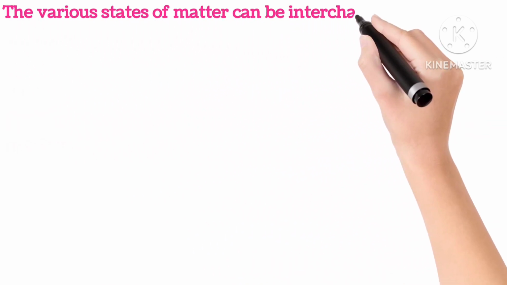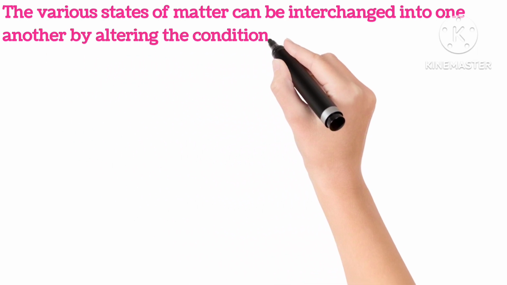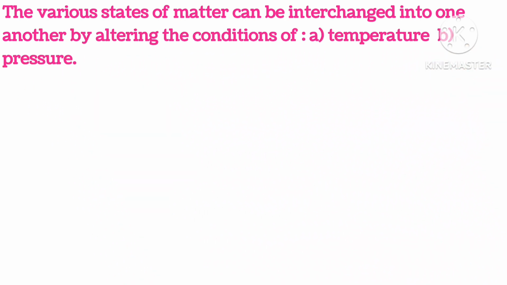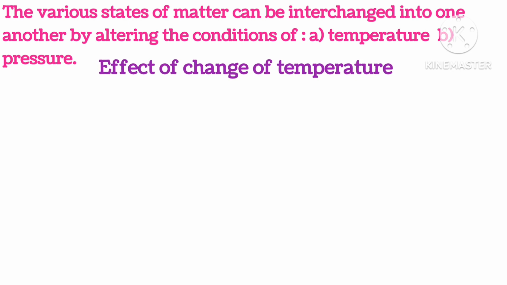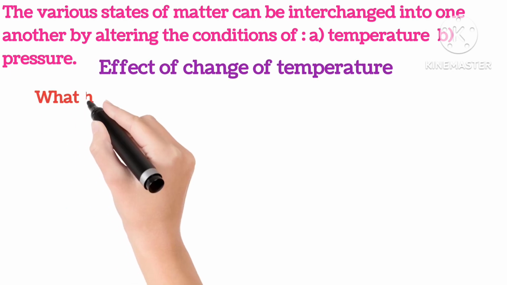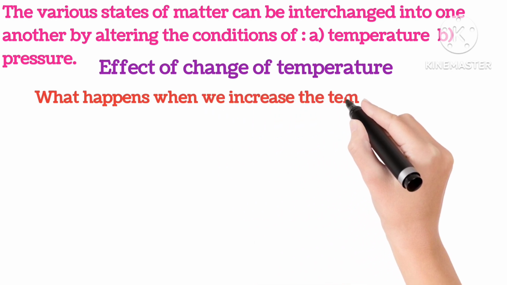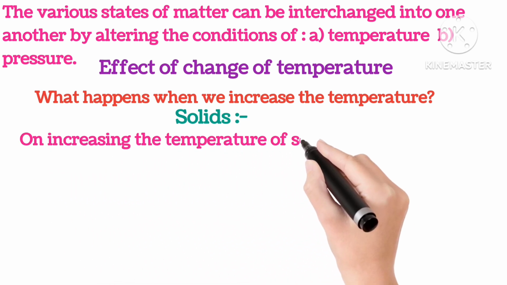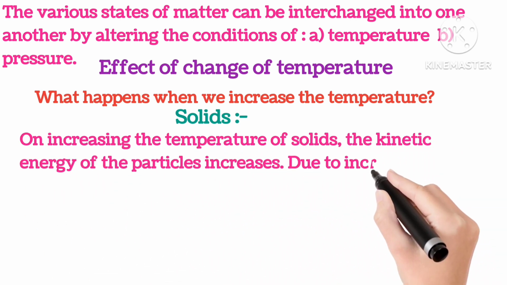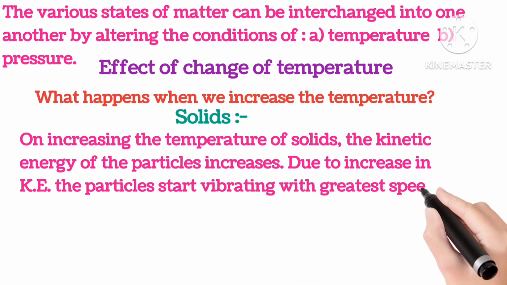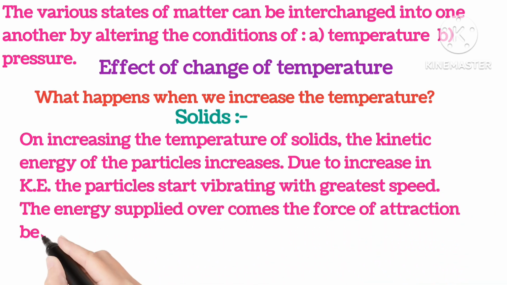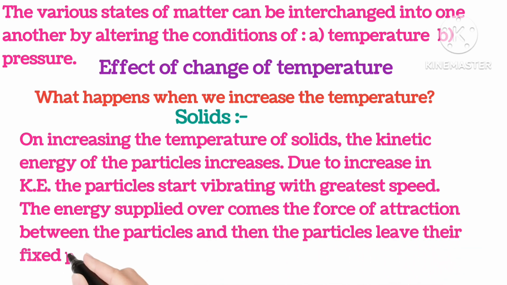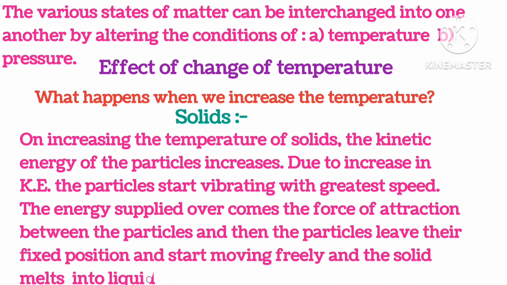The various states of matter can be interchanged into one another by altering the conditions of temperature or pressure. Effect of change of temperature. What happens when we increase the temperature? In solids, on increasing the temperature, the kinetic energy of the particles increases. Due to the increase in kinetic energy, particles start vibrating with greater speed and energy supplied over time overcomes the force of attraction of the particles, and then the particles leave their fixed positions and start moving freely, and the solid melts into liquid.